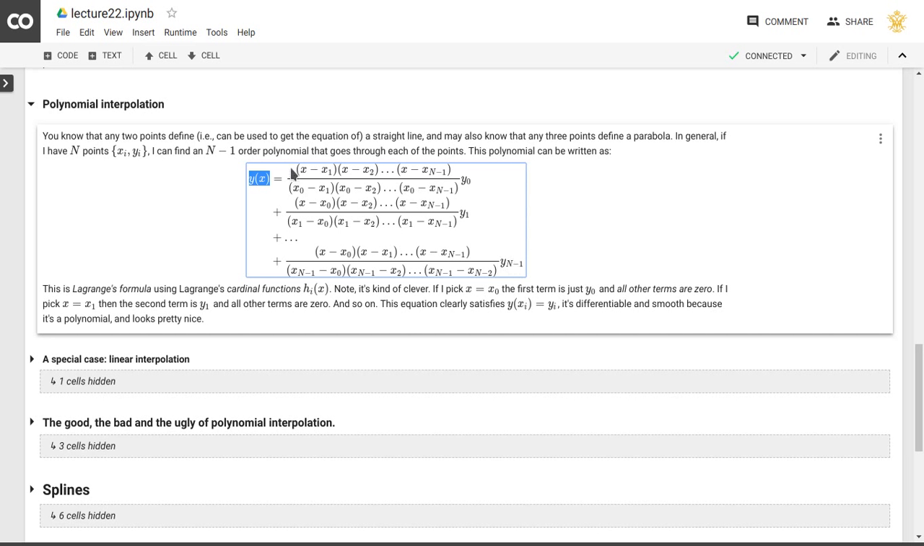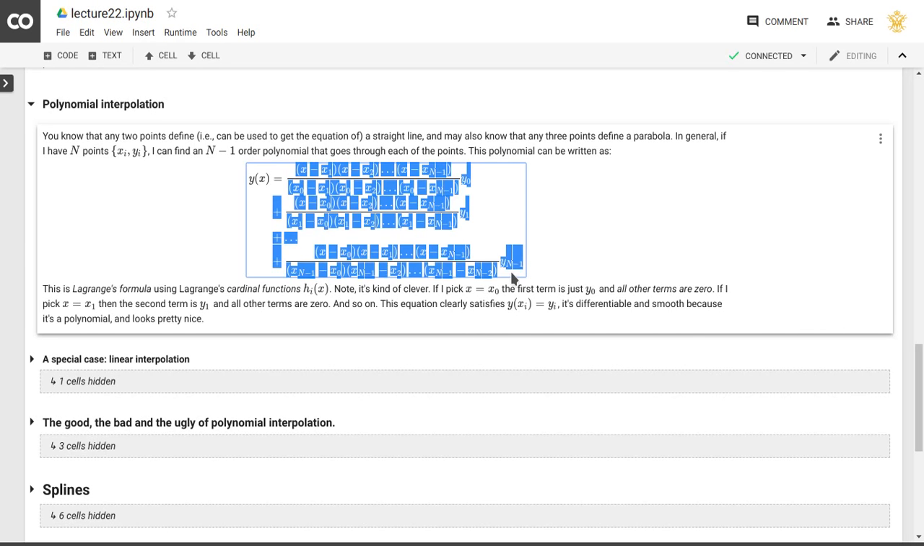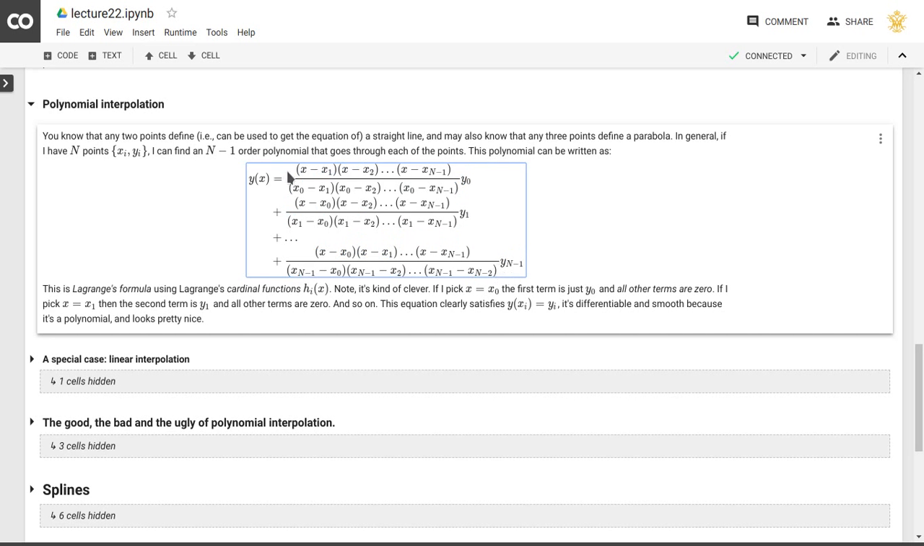Also by construction, this is a polynomial. As you can see, there's just factors of x in the numerator. The denominator has just constant values that only depend on the values of x sub i, the set of points at which we know our functional values. So this is a polynomial by construction, and the other thing you'll see is that this is a polynomial of order n minus 1 by construction. Each term is of order n minus 1.